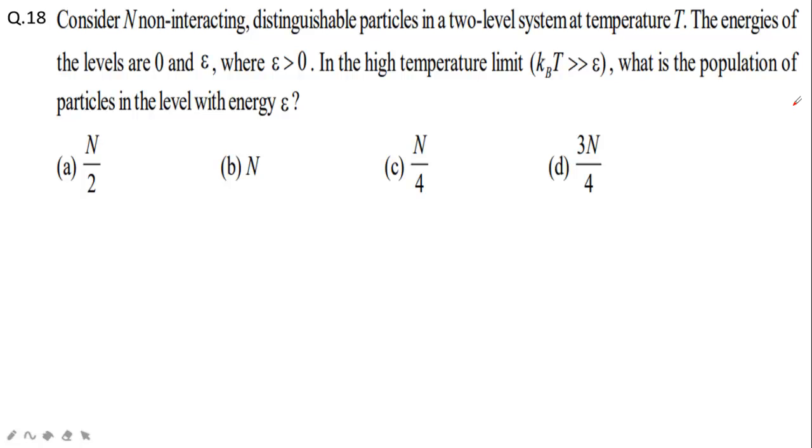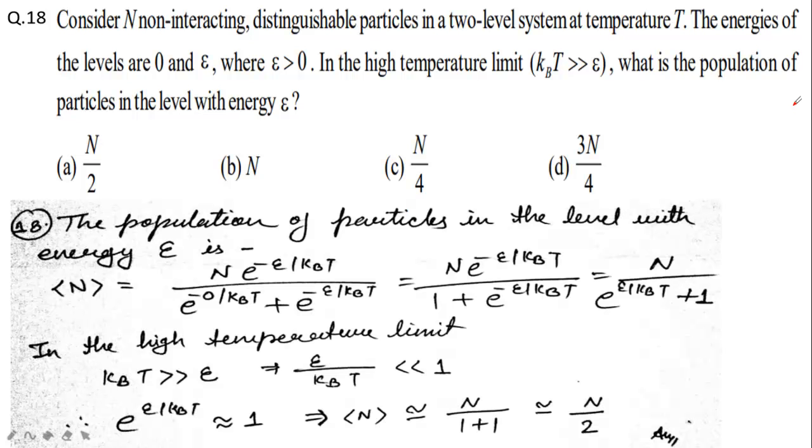So it is not quite easy, not a hard one, but an average question. So how can we solve this? The formula for getting the number of particles, or average number of particles, or we can say the population of particles in any energy level, is this one.